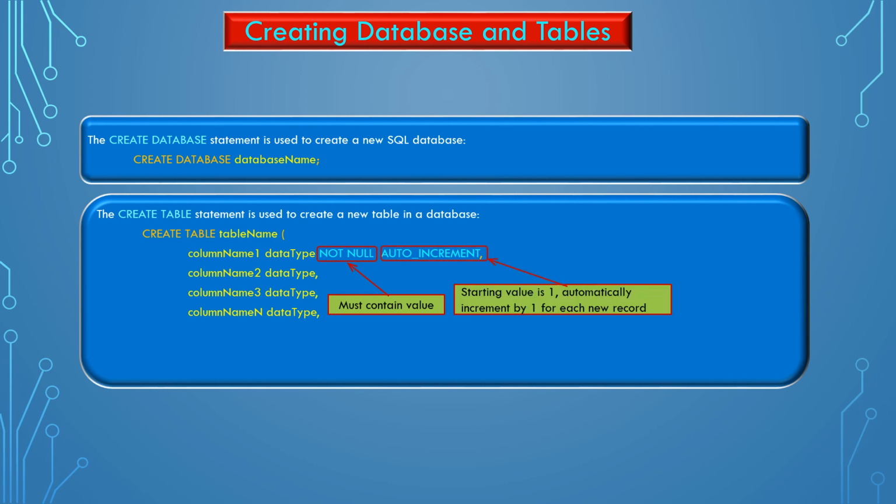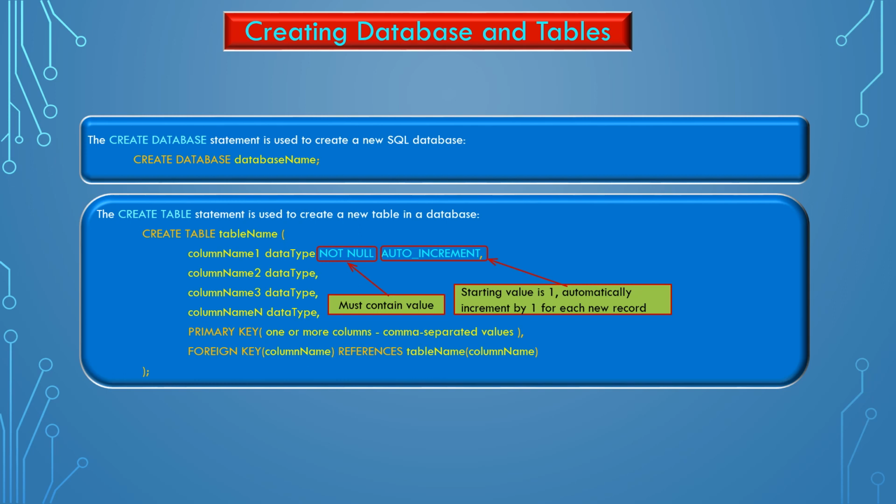AutoIncrement defines this column to automatically increment this value by 1 for each new record with a starting value of 1. Not null and AutoIncrement are optional. However, they are often used when defining a column in a primary key. The primary key will define which columns are to be assigned as a primary key. There can be one or more columns defined as a primary key.